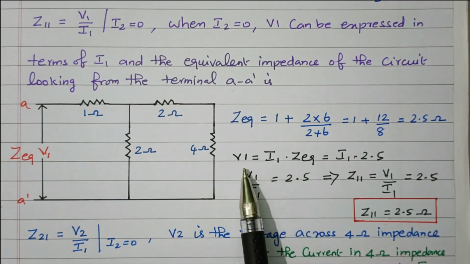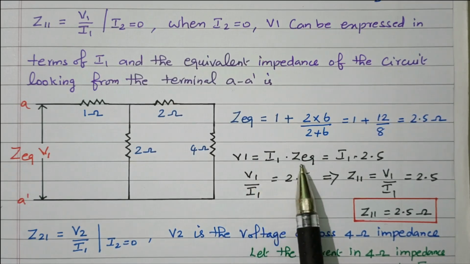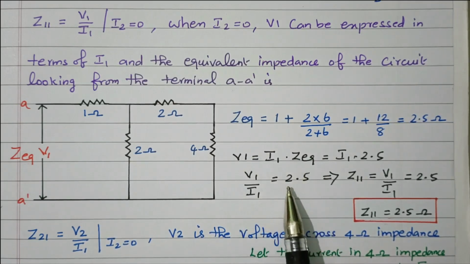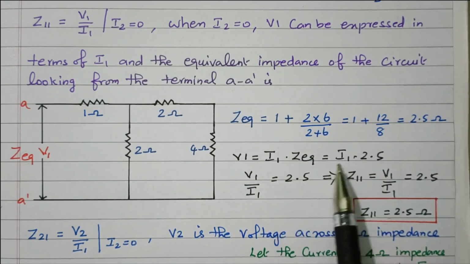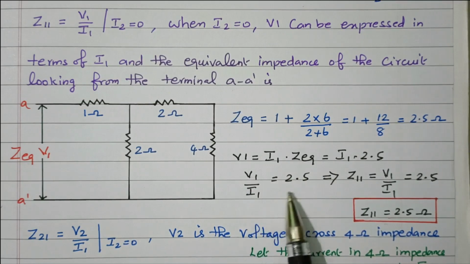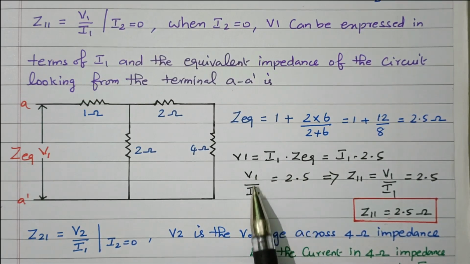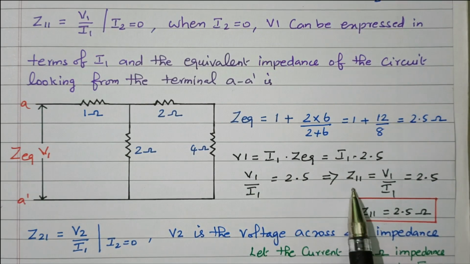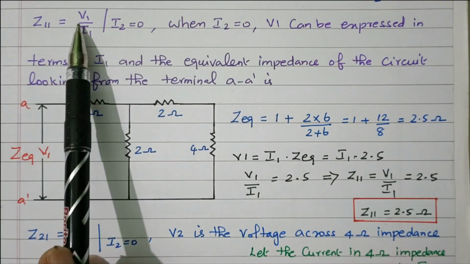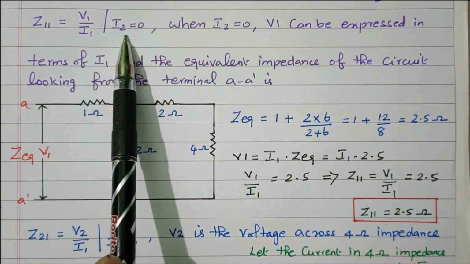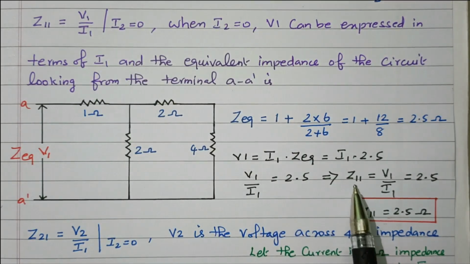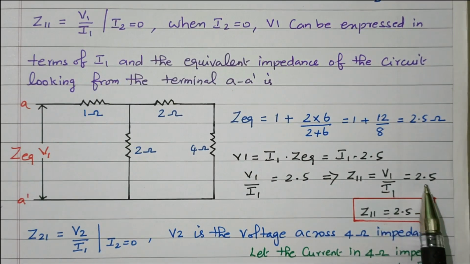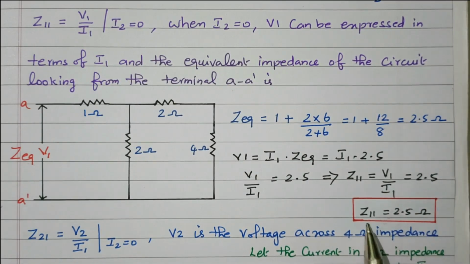From this Z equivalent, we can easily find V1 equal to I1 into Z equivalent, V equal to I into R. Z equivalent is 2.5. Now bringing I1 to the denominator, V1 by I1 equal to 2.5. This V1 by I1 is nothing but Z11. Z11 is nothing but V1 by I1 by making I2 equal to 0. So V1 by I1 is replaced as Z11, that is nothing but 2.5. So Z11 equal to 2.5 ohm.